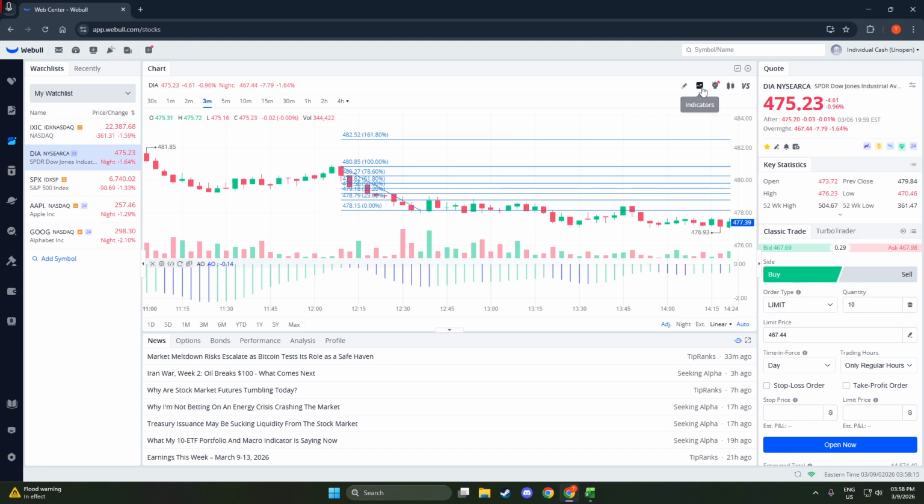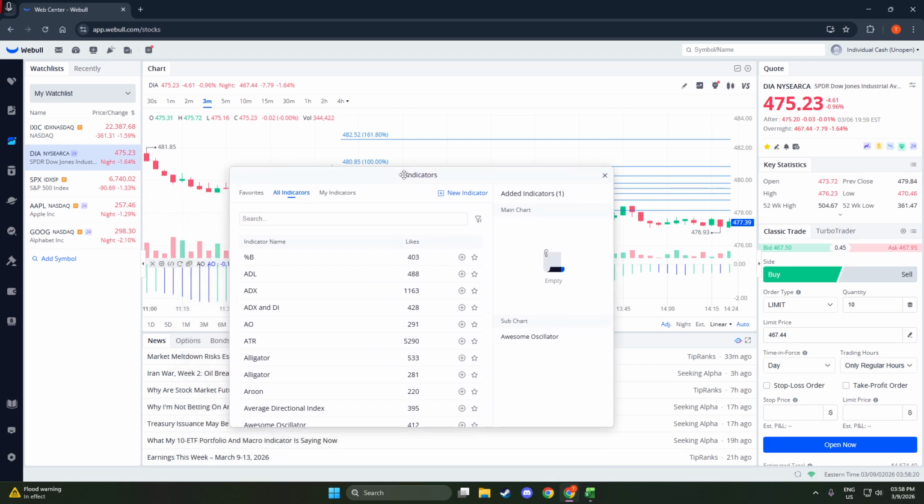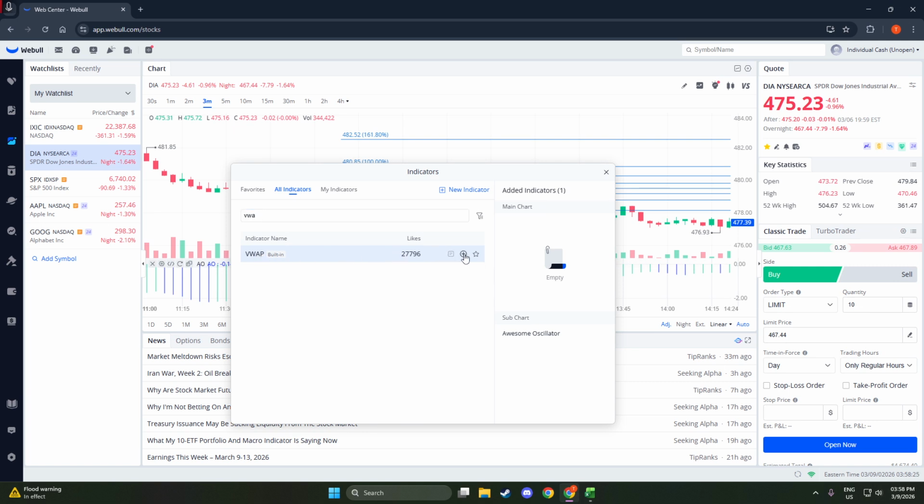Next, look near the top of the chart for the Indicators button. Click that to open Webull's indicator library. You'll see a list of technical tools. Scroll or search until you find VWAP. Select VWAP from the list, and Webull will add a line to your price chart. By default, this line sits on the main panel right over the candles, letting you compare price action to the session's average transaction level at a glance.